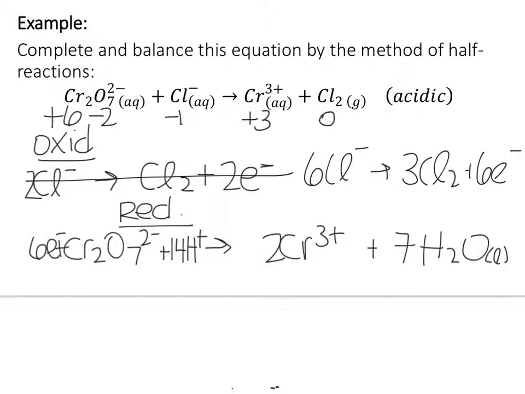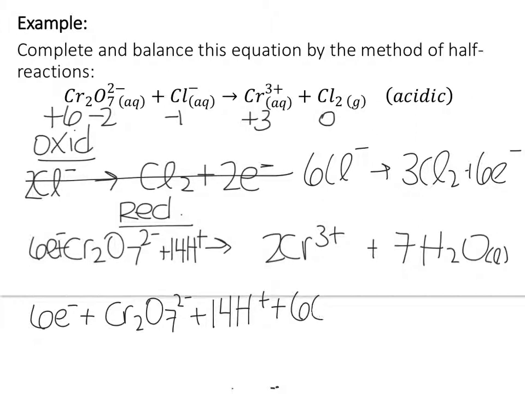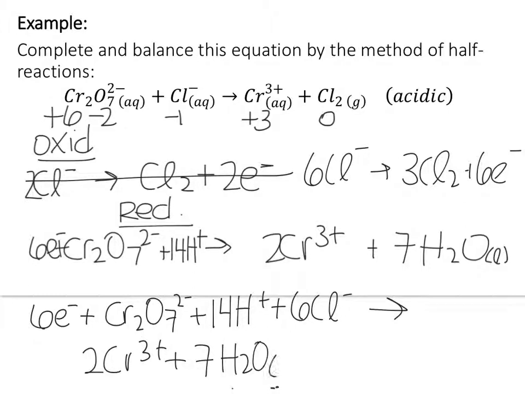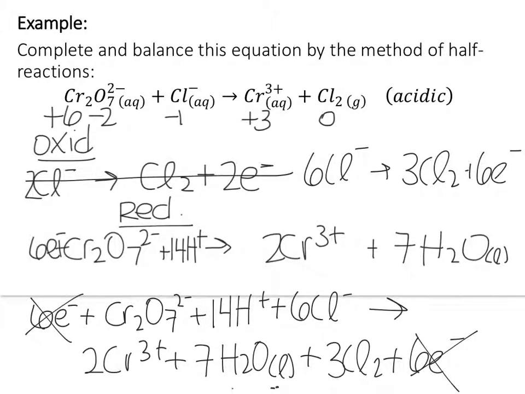Now I combine everything. So I have 6 electrons plus dichromate plus 14 H positive plus 6 Cl negative produces 2 Cr3 plus, 7 H2O, plus 3 Cl2, plus 6 e negatives. The only thing that cancels out are my e negatives, and that is my balanced equation.